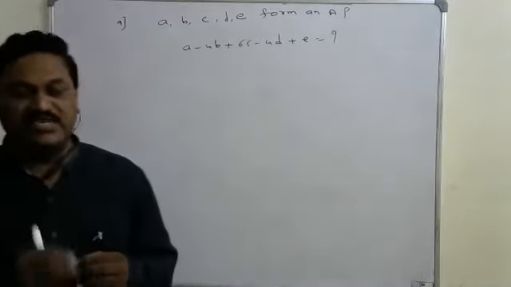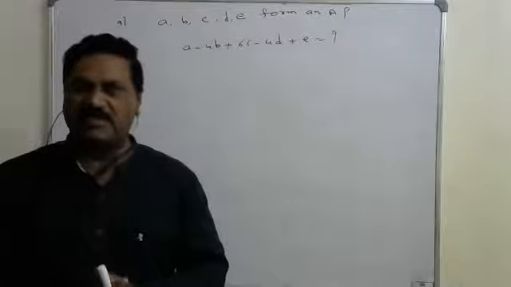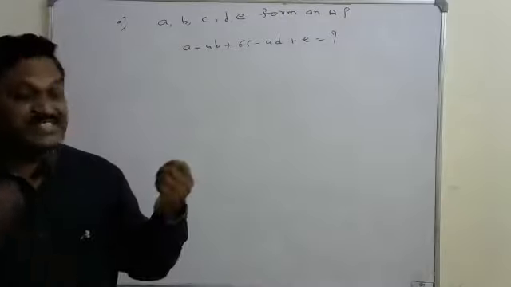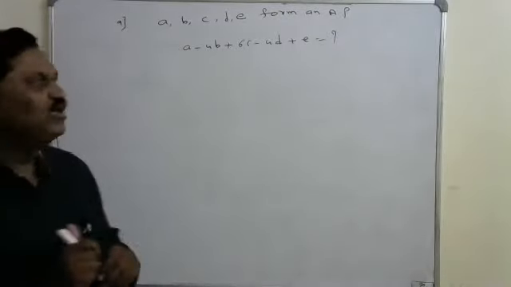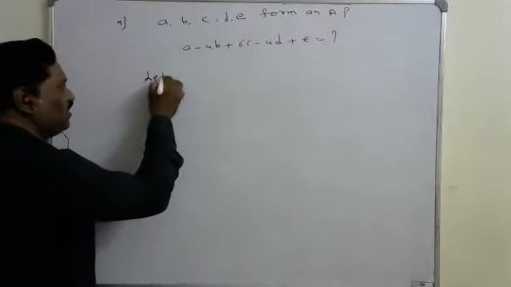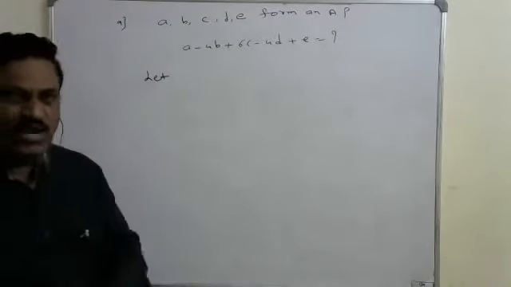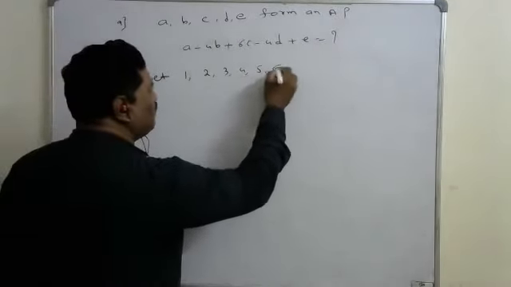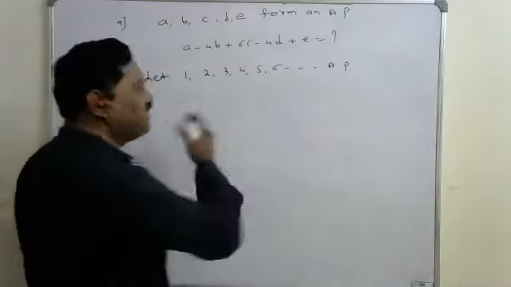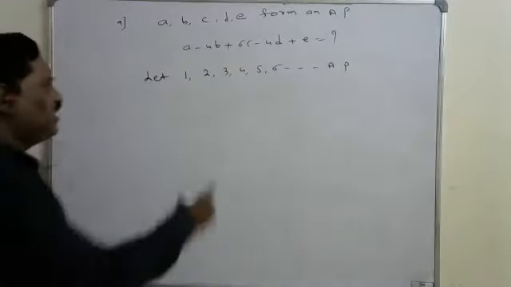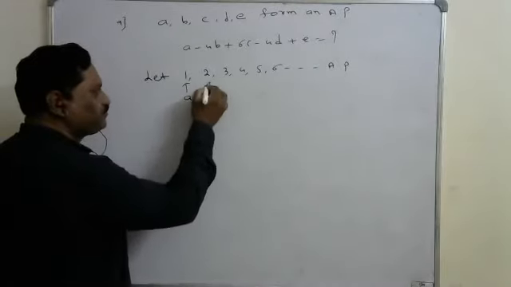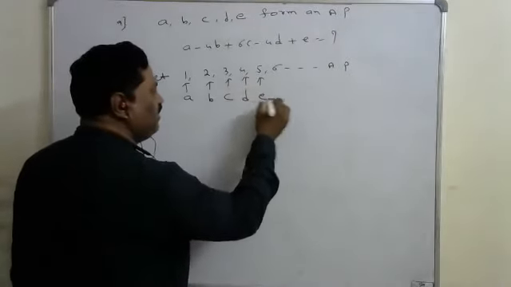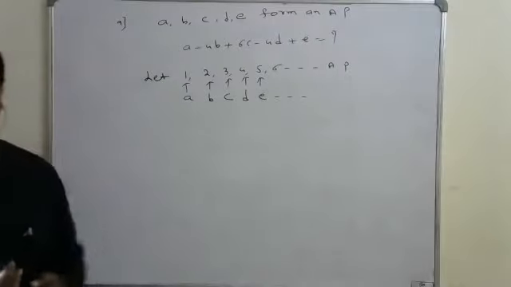That's why whenever you find that the options are constant, consider any AP as you like. That should give the same answer for any AP. So that is a short method: assume any AP series as you like. I will assume that 1, 2, 3, 4, 5, 6, etc. are in AP. Consecutive numbers are all in AP only. In that, take the first number as A, this is B, this is C, this is D, and this is E. I will assign the letters to the numbers.